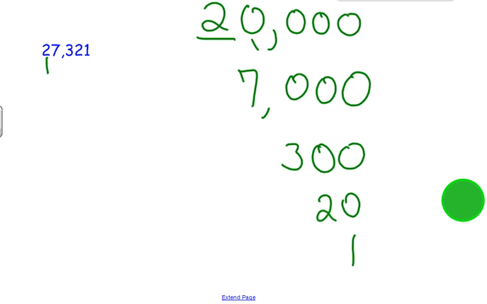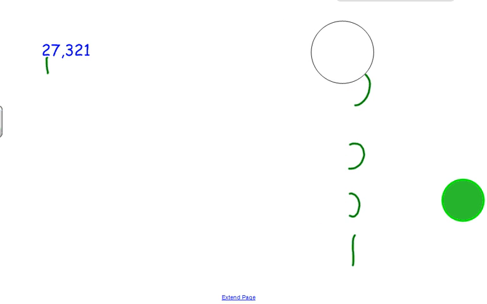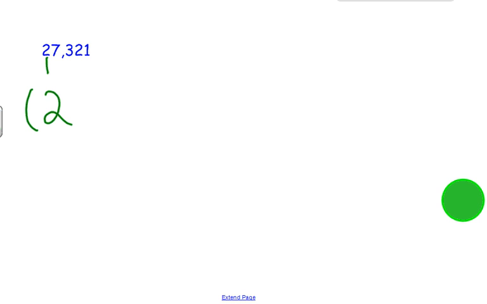Now, the idea with expanded notation is to be able to see the relationship between the number and the zeros that would follow it, or the powers of 10 that would follow it. So when it comes to expanded notation, we're going to separate our number in a way where we can represent that. So we start with parentheses 2, and we knew it was 20,000, so that would be 2 times 10,000.